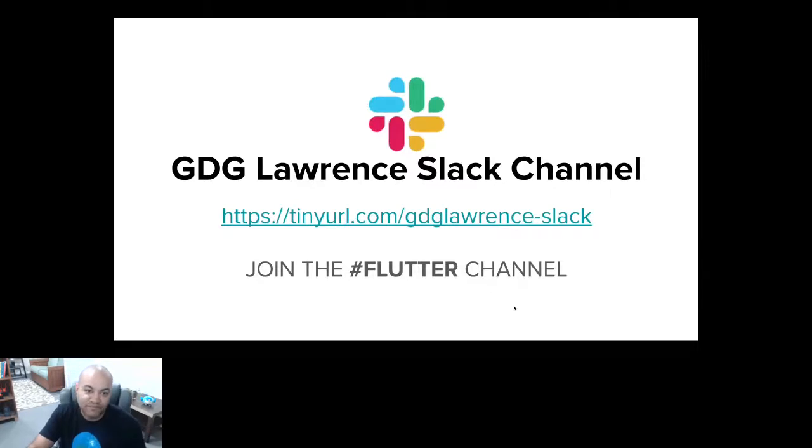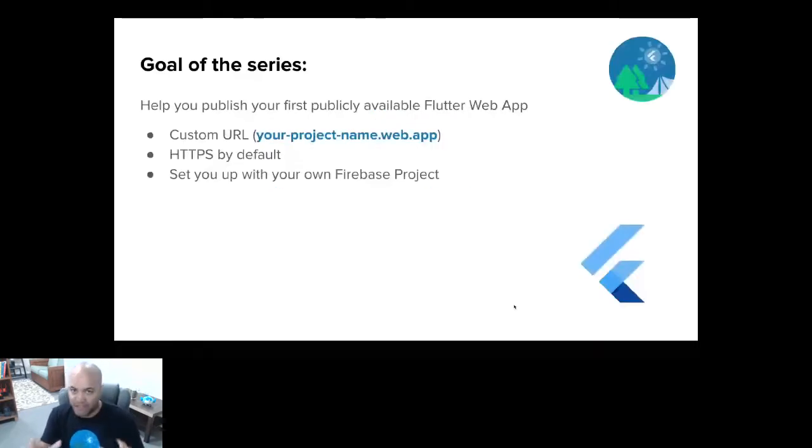Thank you. So the goal of this series, let me just repeat it for those of you who just joined. If you just came right now, the goal of this series is to help you publish your first publicly available Flutter web app with a custom URL. That's what you get out of the box for free. You get a custom URL. It will be like the name of your project, .web.app.